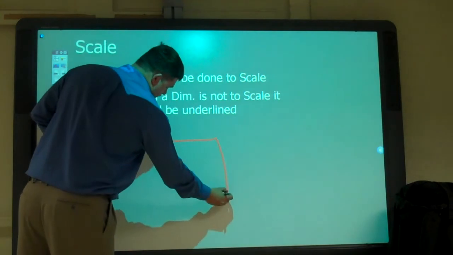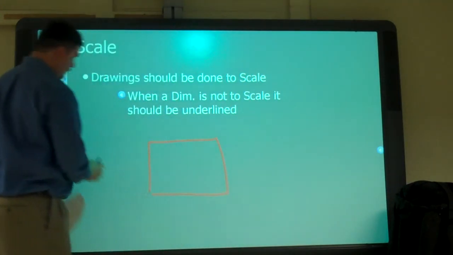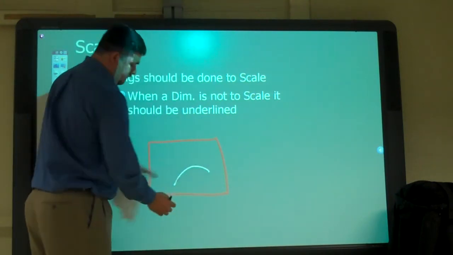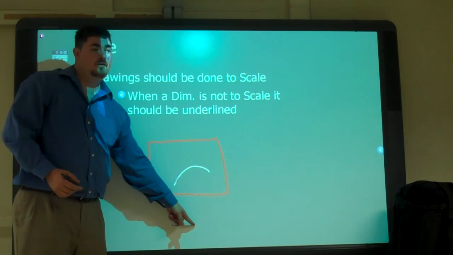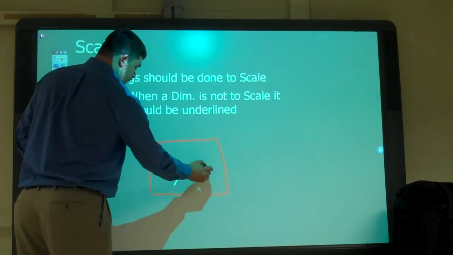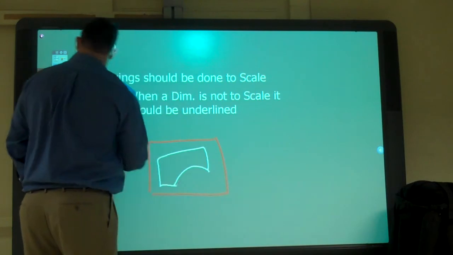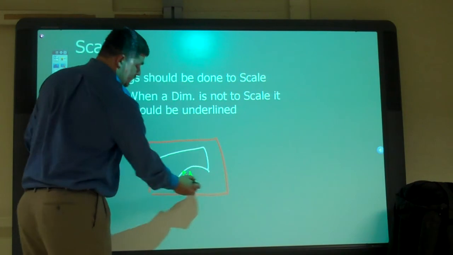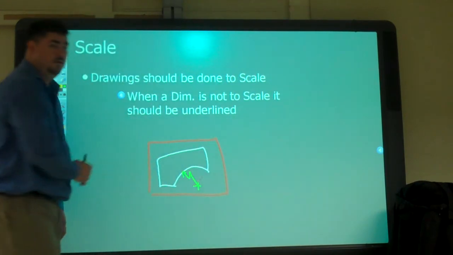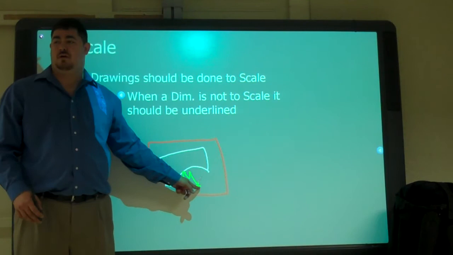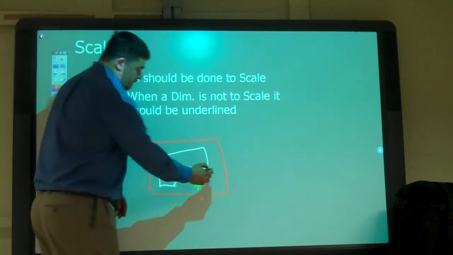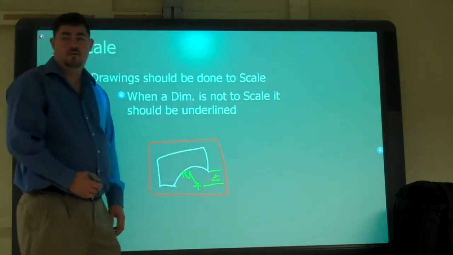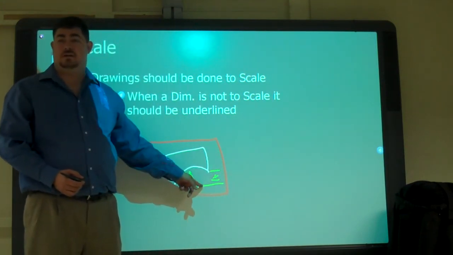So it's not as much, but let's say your paper is that big, and you had an arc here, and the center of the arc is way down here. So let's say that's the part. I can do a jogged radius to that. That's telling me that that center isn't the real center of this part. And so now I can put the dimension in, and I'll underline, because that's not the real dimension that I'm seeing.